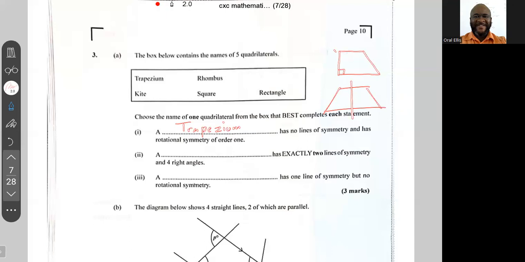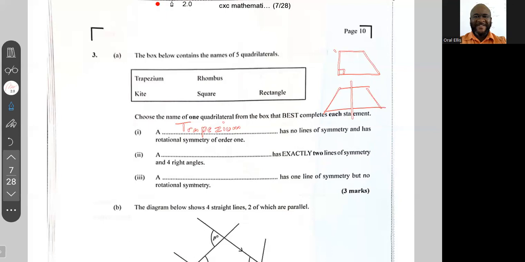Now, rotational symmetry has to do with turning the shape, let us say, through a 360-degree turn. If in the course of turning, the shape lands back onto itself, you understand? We say that the shape has a rotational symmetry.